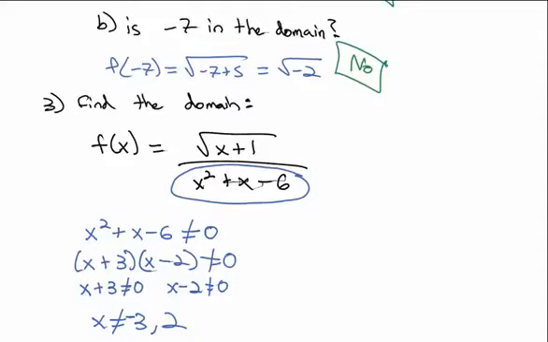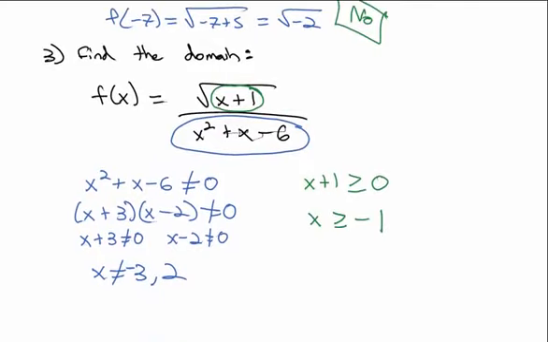But in this problem, that's not the only restriction, because we have a square root. And we know with square roots, the x plus 1 has to be greater than or equal to 0, because square roots cannot be negative. So x has to be greater than or equal to negative 1. Well, if we really look at this problem, the negative 3 is already smaller than negative 1, so we don't really need to worry about that.